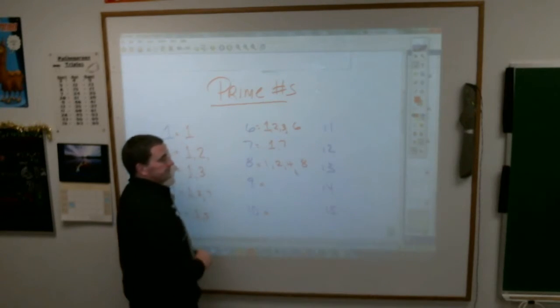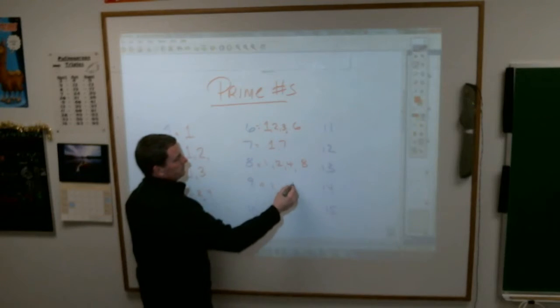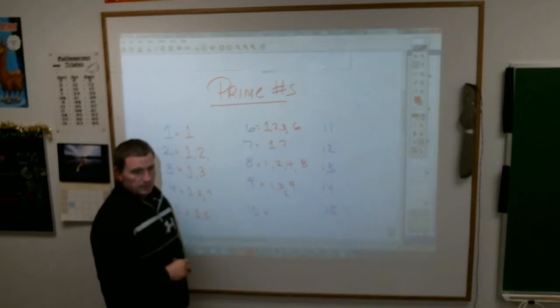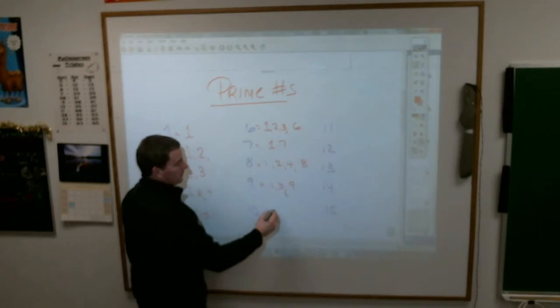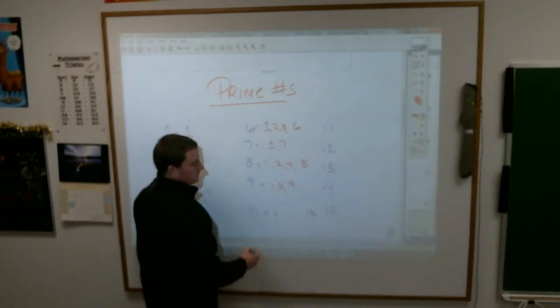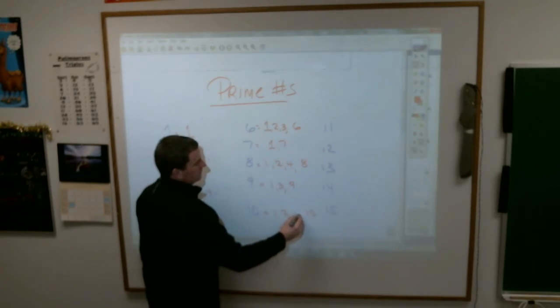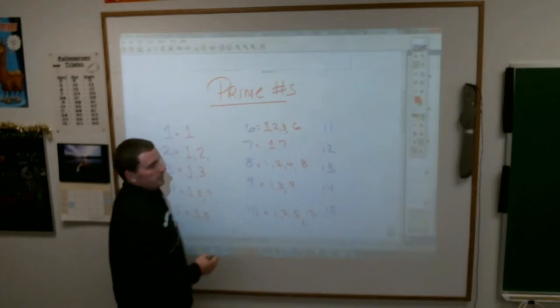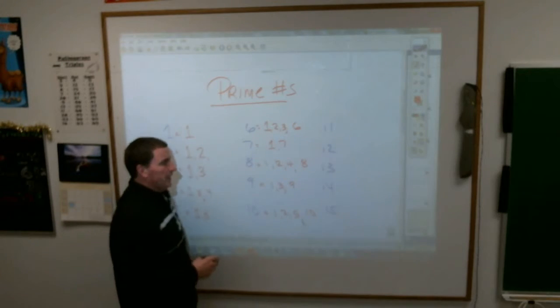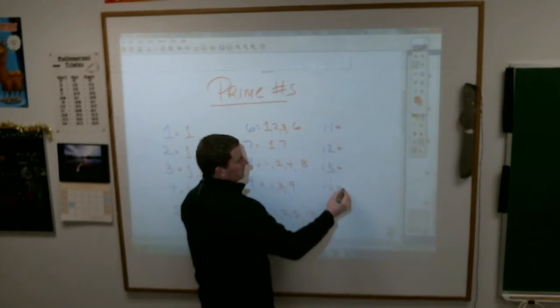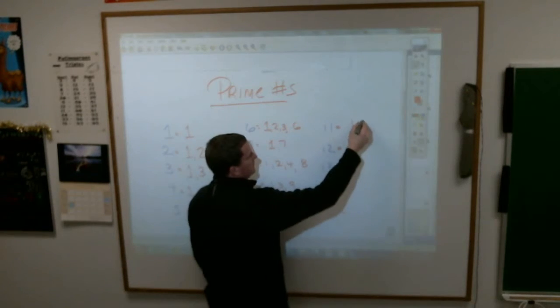Factors of 9? 1 and 9. What else? 3. Factors of 10? What goes evenly into 10? 1 and 10. What else? 2 and 5. Perfect. Factors of 11? 1 and 11, correct.